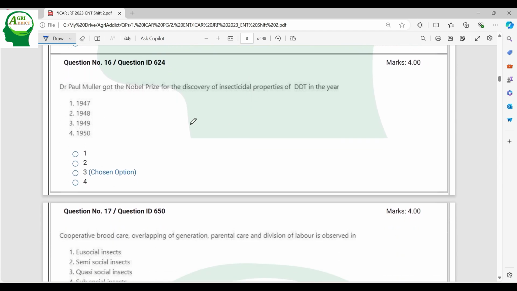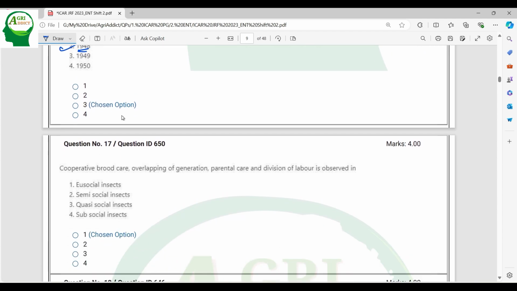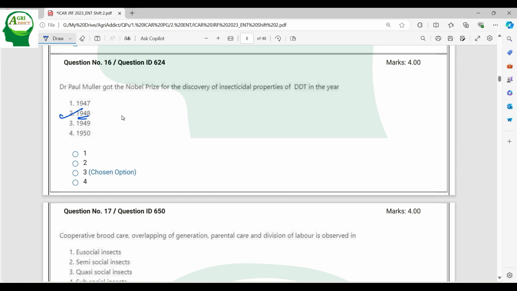Dr. Paul Muller got the Nobel Prize for the discovery of insecticidal properties of DDT in the year. It's a very easy question, 1948, and this question is a repeated question of the Shift-1 paper. In the paper conducted on 9th July 2023, in the Shift-1 paper also, this question was there. In which year did Paul Muller get the Nobel Prize? 1948. And in which year did he discover the insecticidal property? In 1939.